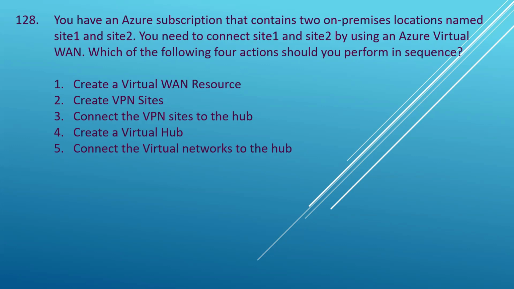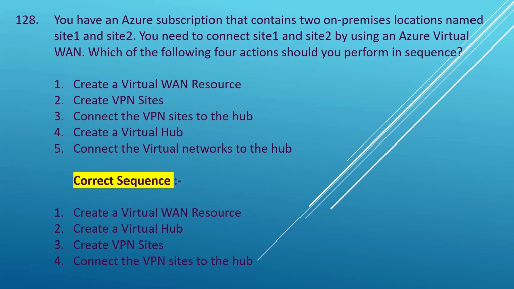Your options are: create a virtual WAN resource, create VPN sites, connect the VPN sites to the hub, create a virtual hub, connect the virtual networks to the hub. And the correct options are now on your screen. You would first create a virtual WAN resource. You would then create a virtual hub, followed by creating VPN sites, and finally connect the VPN sites to the hub.